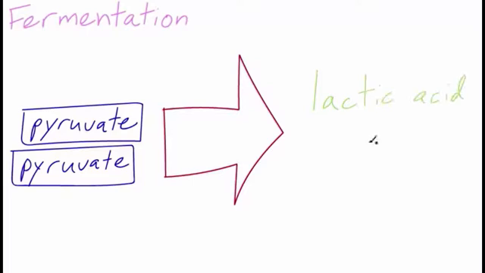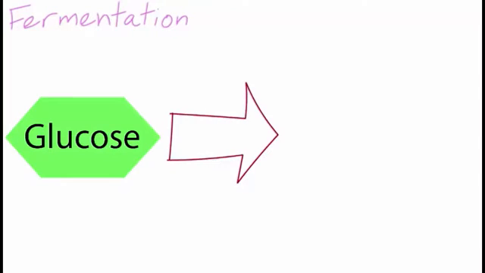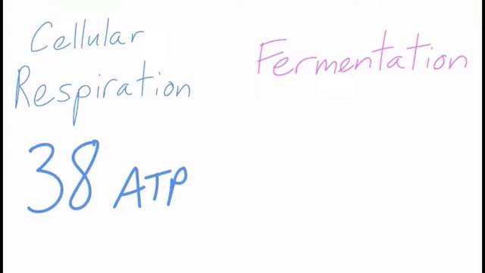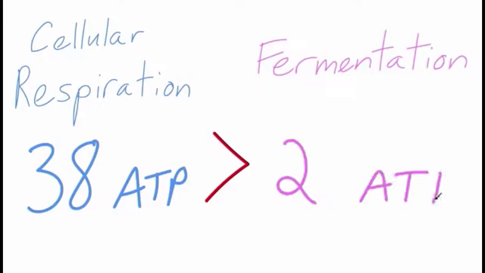Instead of using the pyruvates to form more ATP or electron-carrying molecules as the cell does during respiration, the pyruvates stay in the cytoplasm and are used to produce either lactic acid or ethanol. As a result of fermentation, you have used a whole molecule of glucose and produced only 2 ATP. This is significantly less efficient compared to cellular respiration, which can produce up to 38 ATP per glucose molecule.